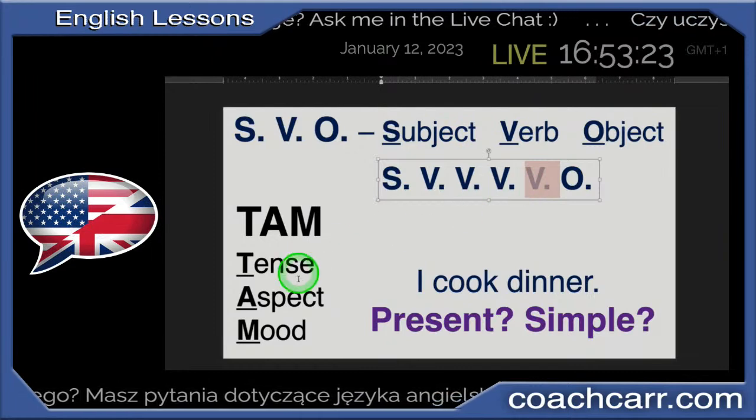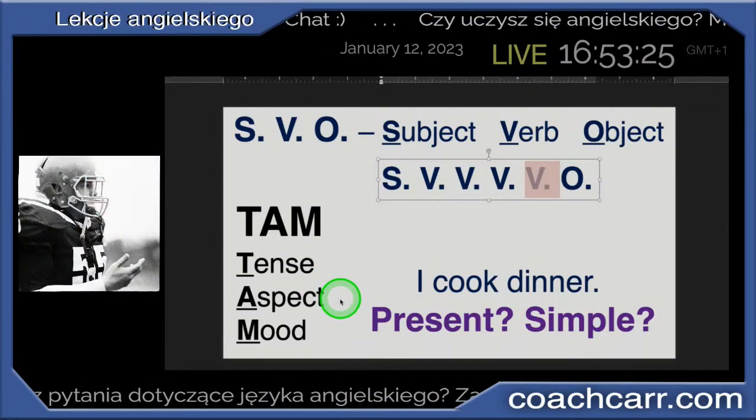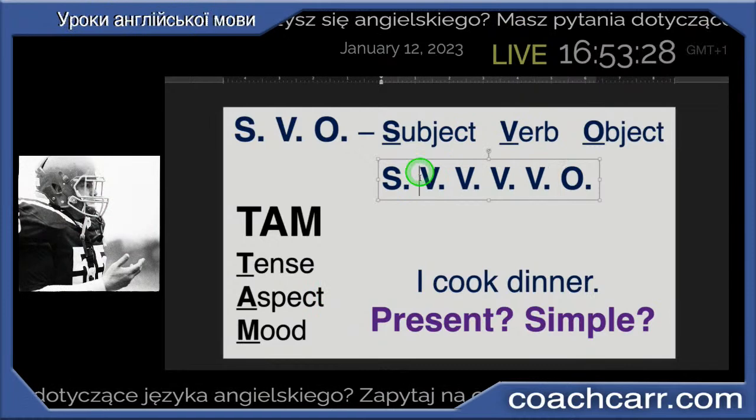It doesn't have a tense. It has aspect instead of tense. If you have something like this.